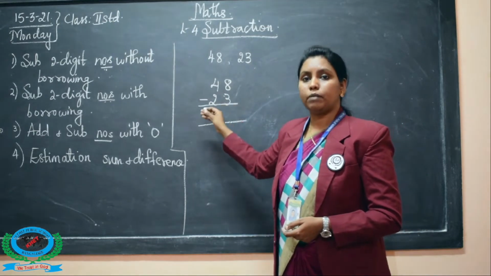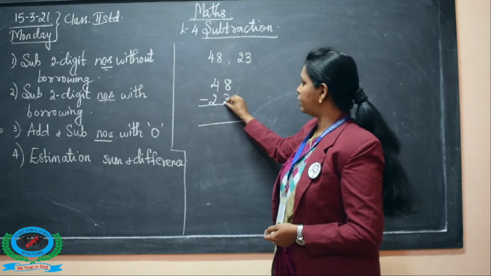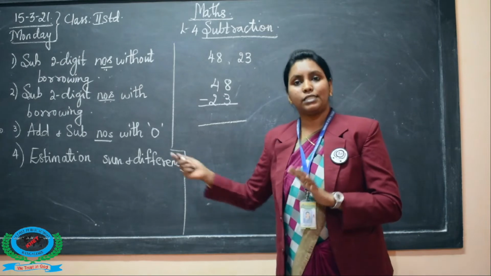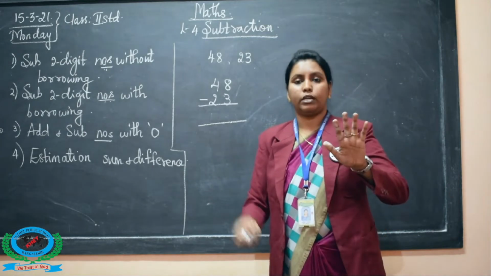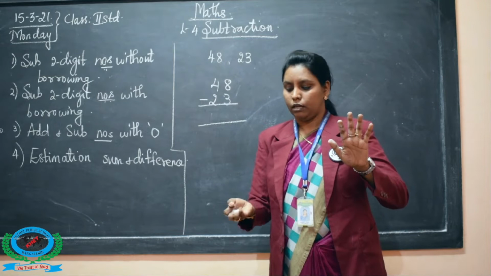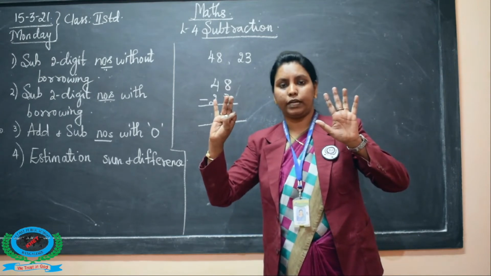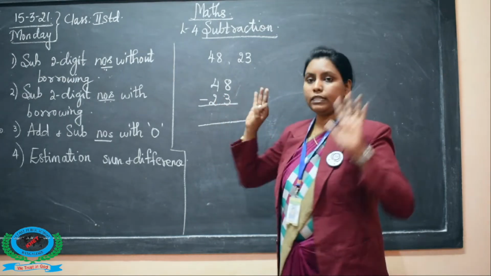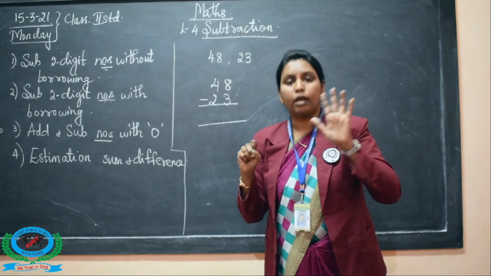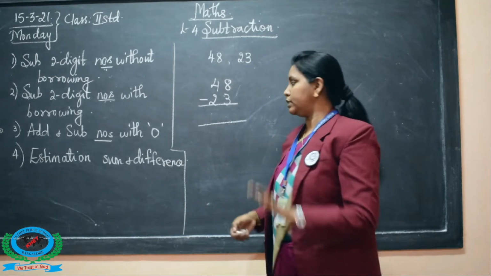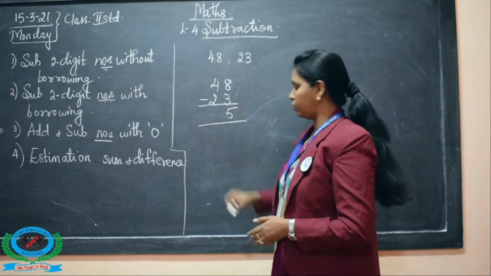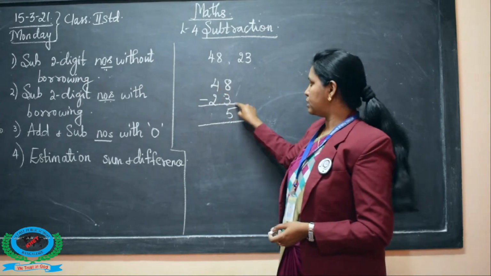So, now how will subtract it? 8 you have here and 3 you have here. So, here easily you can take it in your fingers. So, take 8. 8 you will take. So, subtracting 3. So, 3 you will take out and what is the remaining here? It is 5. Okay. So, 8 minus 3 is 5.